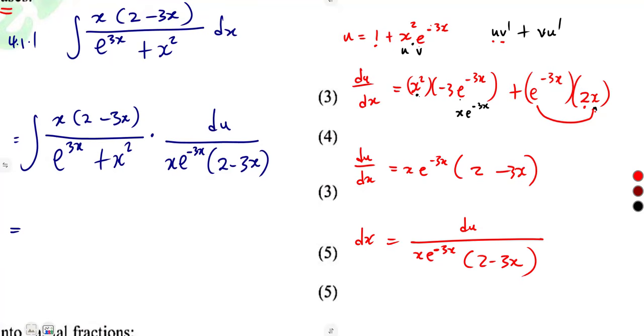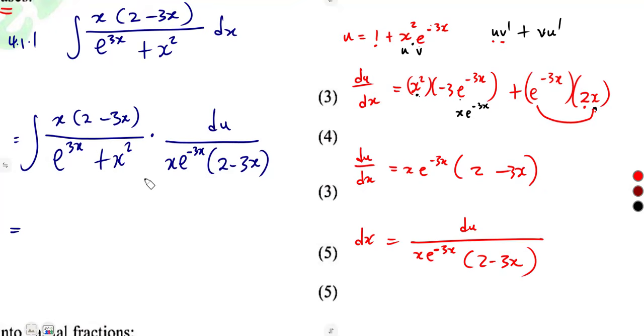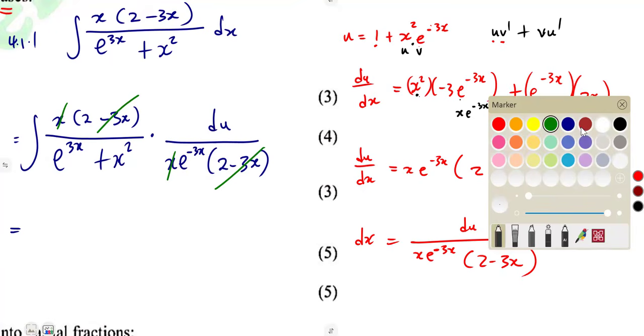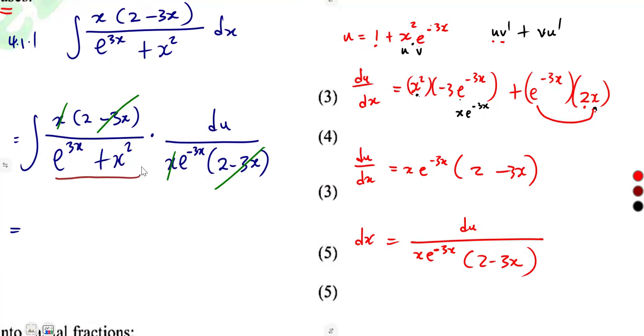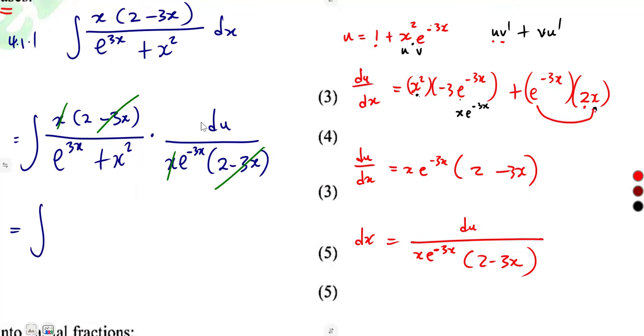So let us simplify. We can see that there is something common between the numerator and the denominator. X and x can cancel, and 2 minus 3x, 2 minus 3x. So you are left with this part and e to the exponent of minus 3x. It is going to give us something like this.